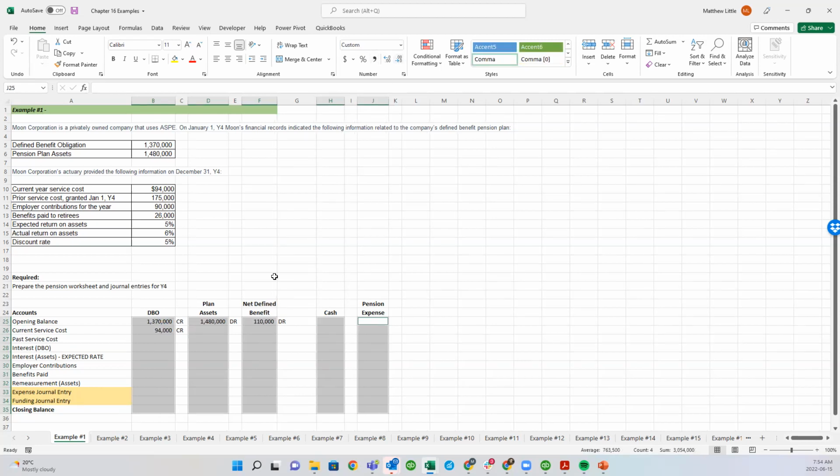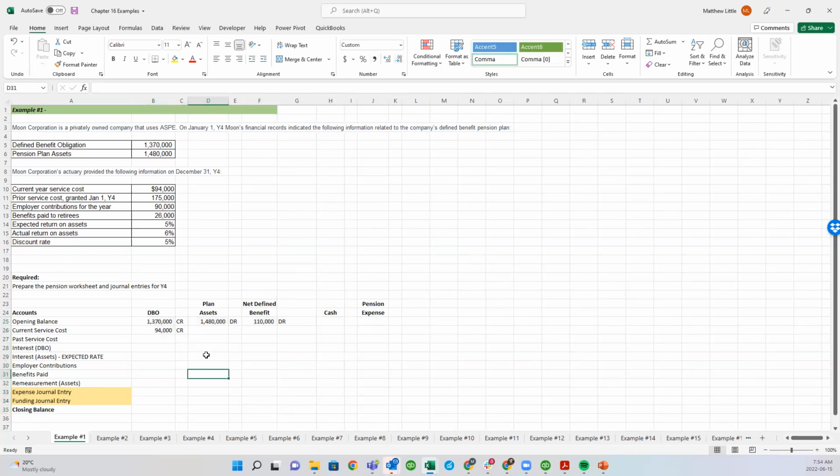Like this. There we go. And then we have a past service cost, which was granted on January 1st. So we have to add that to our obligation. Clicked on the wrong button. Sorry about that. So it'll be a credit to increase our obligation.